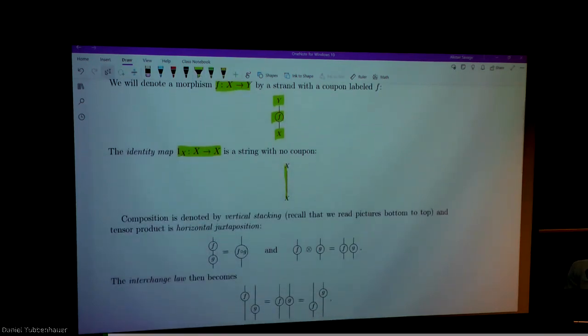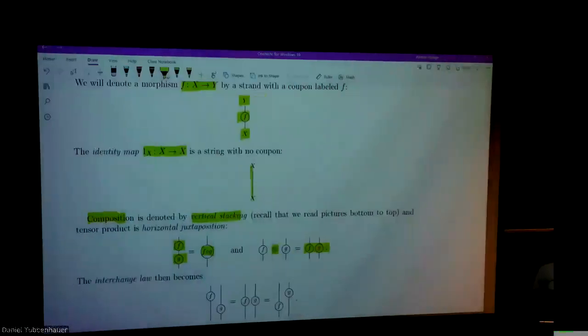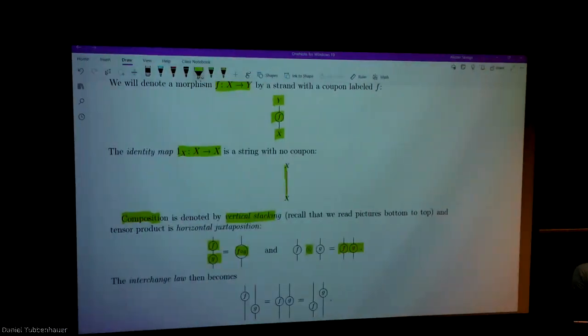And as I said, the whole point of this string diagram formalism is that we're now working in two dimensions, we're trying to picture the plane. This gives us the freedom to write composition and tensor product in orthogonal directions. So composition would be vertical stacking. If we want to write the composition of F and G, we put F on top of G. But again, this is because we're reading pictures from bottom to top, so it's first the bottom G and then F. That's composition. And tensor product is just putting two string diagrams beside each other. So that's the tensor product.